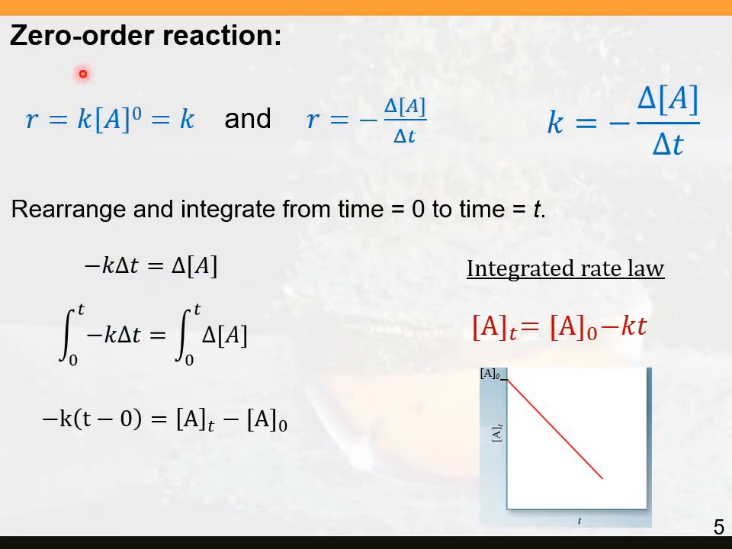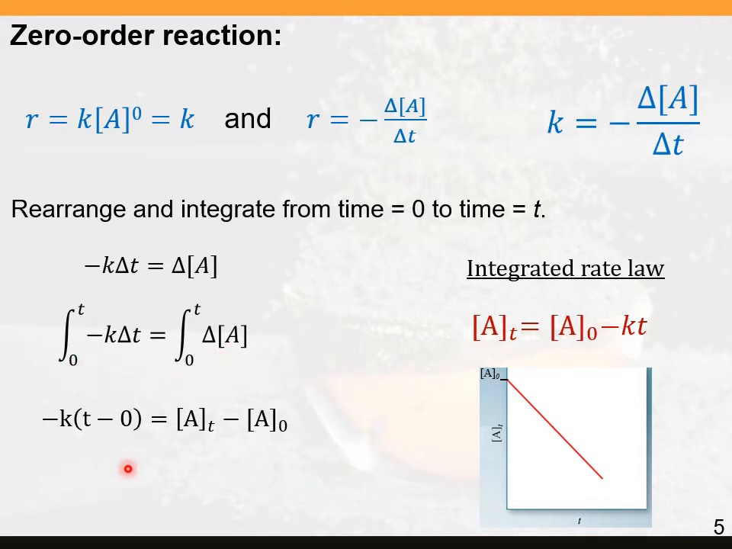Let's start with a zero order reaction. A zero order reaction has its rate law equal to the rate constant. Also, rate is equal to the negative of the change in concentration of the reactant per change in time. Equating the two rate descriptions, we get rate constant is equal to negative of the change in concentration per change in time. Let's rearrange this equation to this format and then integrate from time equals 0 to time equals t.